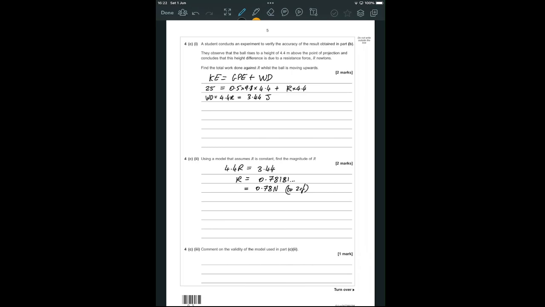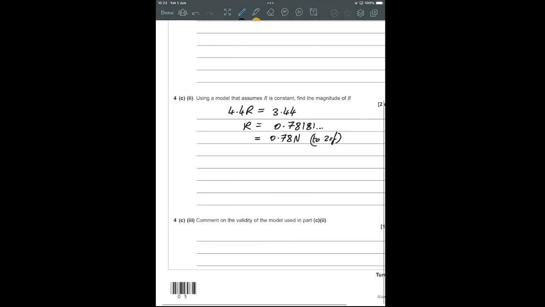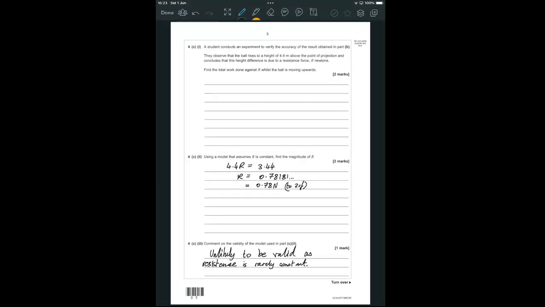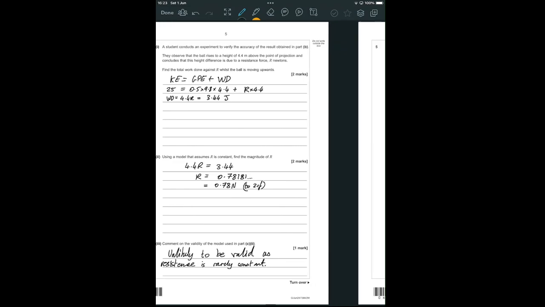Comment on the validity of part 2. Well, resistance is rarely constant, but we've had to assume that for this model. So comment on validity: unlikely to be valid, as resistance is rarely constant. Normally it's proportional to the velocity, or even sometimes the velocity squared, depending on the model you're using.